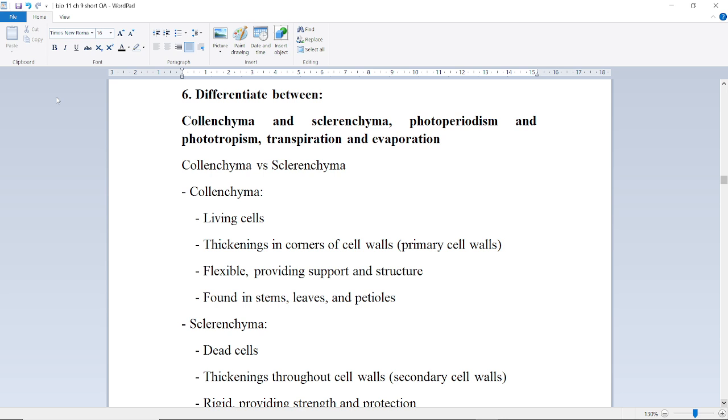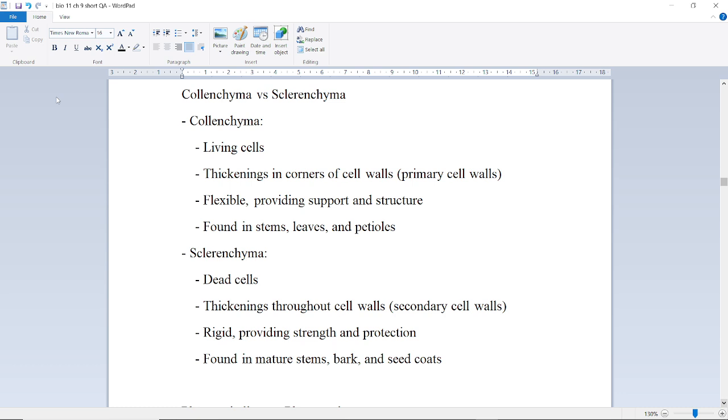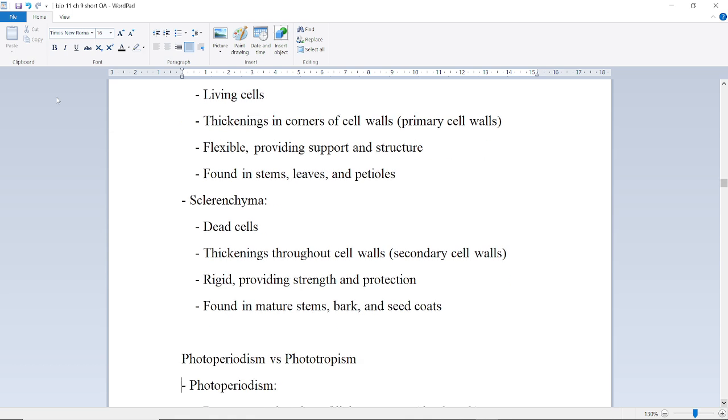Next is differentiate between collenchyma, sclerenchyma, photoperiodism and phototropism, transpiration and evaporation. First of all, we see the difference between collenchyma versus sclerenchyma. Collenchyma: these are living cells, thickening in the corners of the cell wall, flexible, provides support and structure, found in stem, leaf and petiole. Sclerenchyma: these are dead cells, thickening throughout the cell wall, rigid, providing strength and protection, found in mature stem, bark and seed coat.